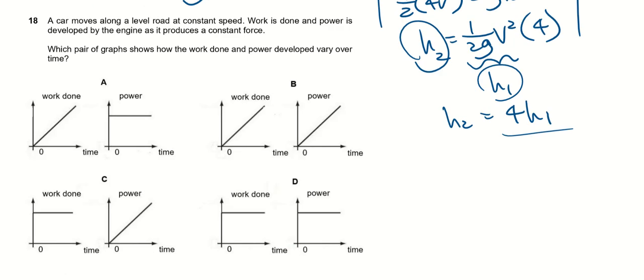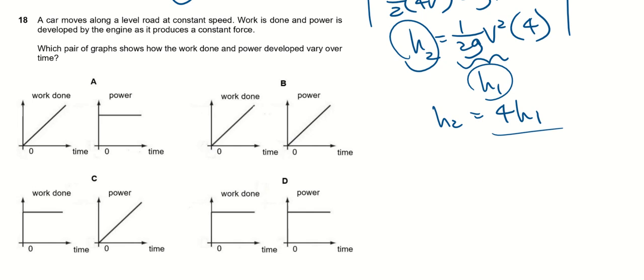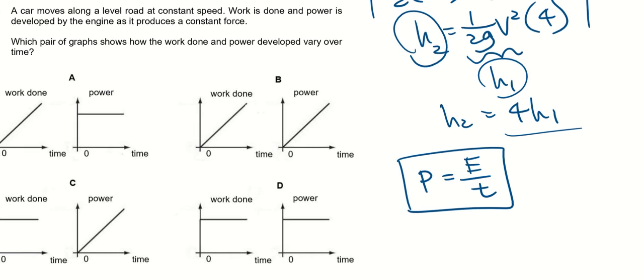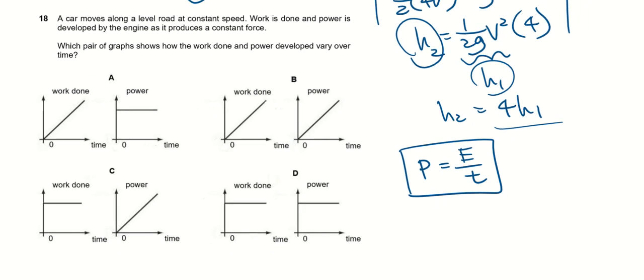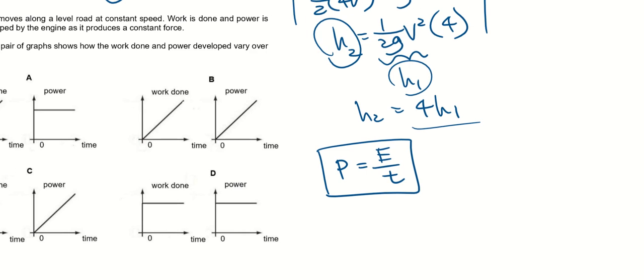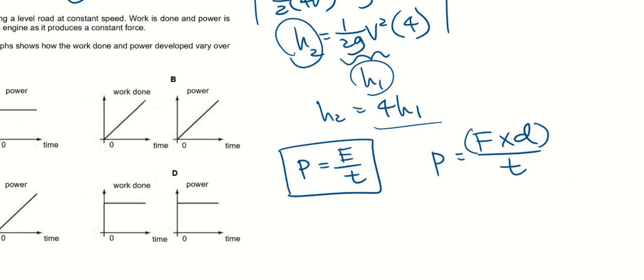Okay, for question 18, we are still at work, energy, power. As you know, power equals to energy over time. This is the formula that you know, right? Because power is the rate of energy conversion. But energy is also work. Energy is also equal to force times distance, right? Where do you get force times distance? Because this is our work done.